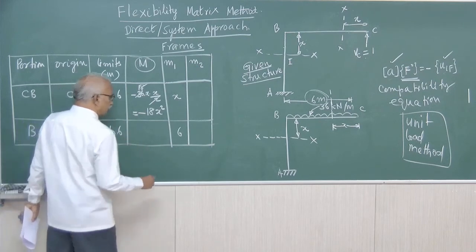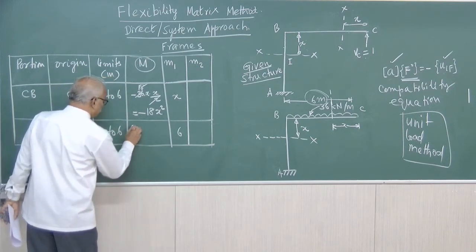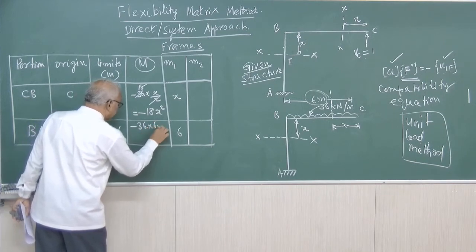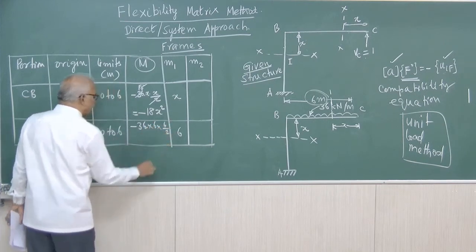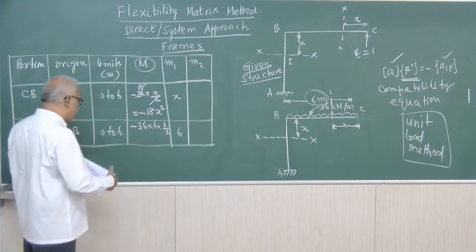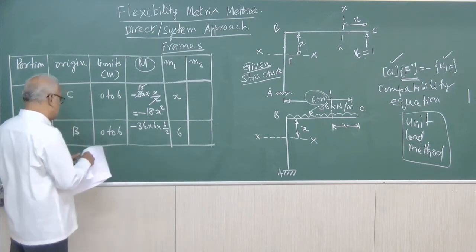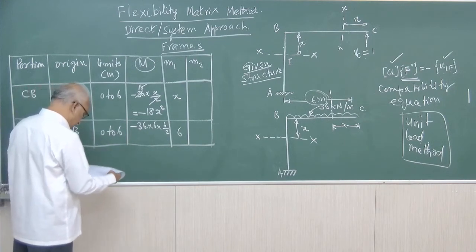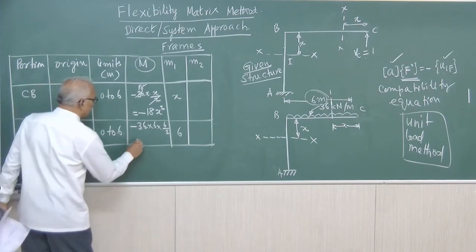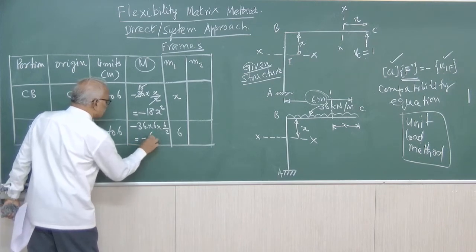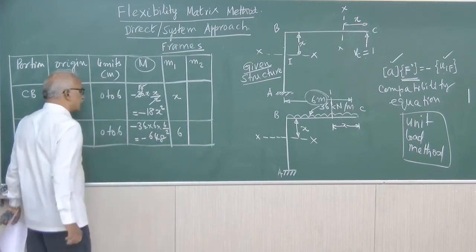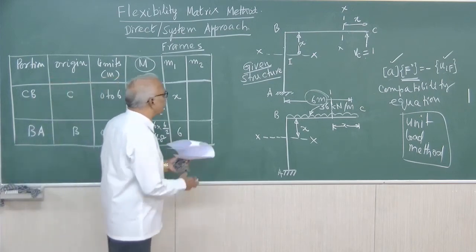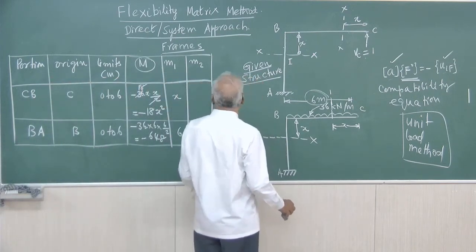Therefore, minus 36 into 6 by 2 at any point between A and B, that is 36 into 6 into 6 by 2, the numerical value is minus 648. So that is about M. Now, we have considered Vc, that is over.